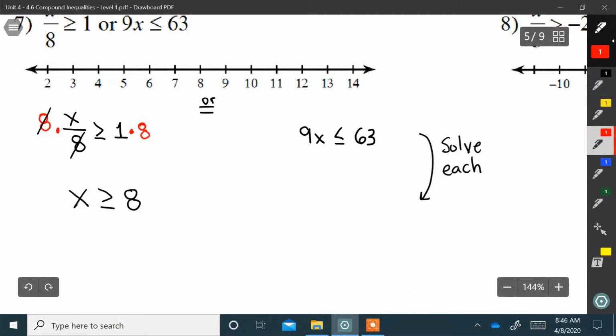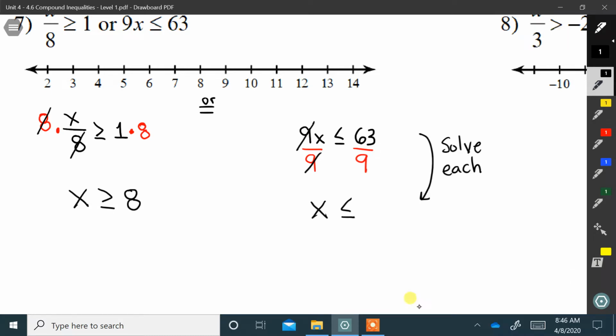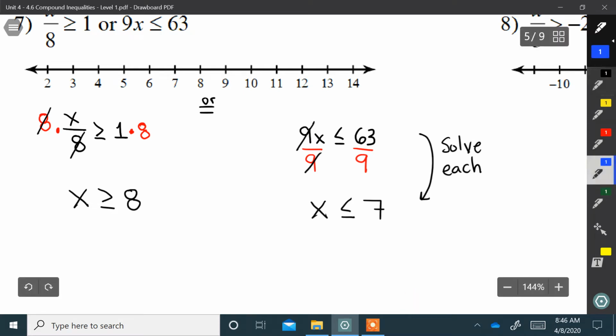On the other one, we have to divide by 9. Okay, so this and this cancels. Okay, so we have 63 divided by 9. That's going to be 7. All right, so let's go ahead and graph this.